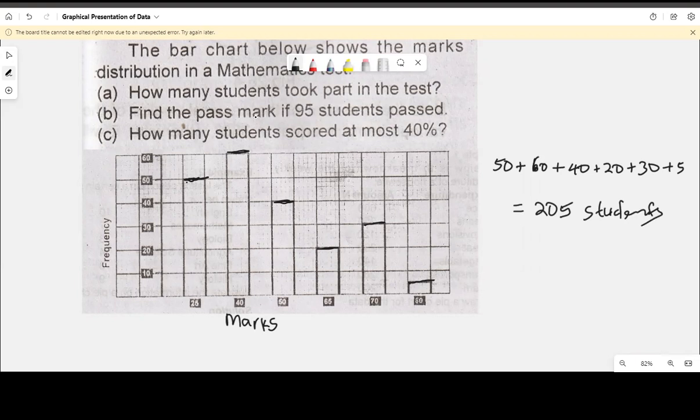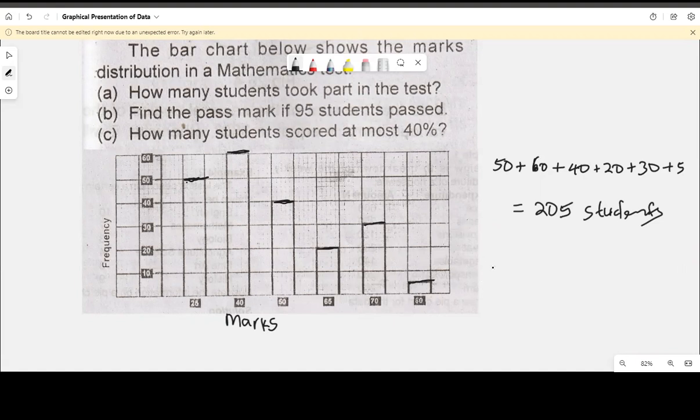Then the B part says find the pass mark if 95 students passed the test. How can we do that? To do that, we find a mark that corresponds to the cumulative frequency of 95. And we will do that from the highest mark. Why? Because we are looking for the pass mark. Definitely we have to start from the highest and then go down to know which of the marks is the pass mark.